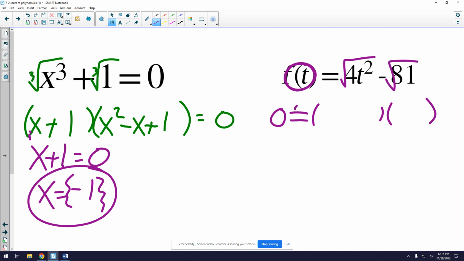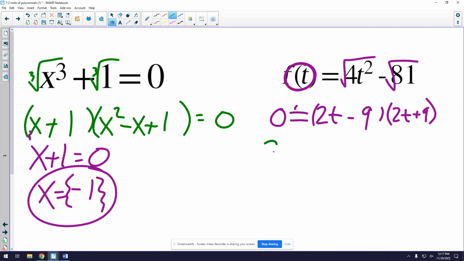Take the square root of both of your terms. The square root of 4 is 2. Square root of t squared is t. Put a minus sign. Square root of 81 is 9. Second parenthesis is the exact same, except put a plus sign. 2t plus 9. Both of your factors are linear, so you're done factoring.